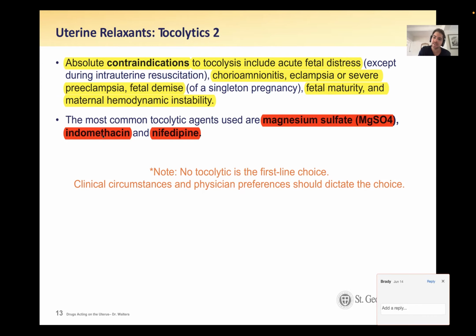Indomethacin is an NSAID, not an antagonist. It prevents prostaglandin synthesis, so it can be used as a tocolytic, and nifedipine as well.